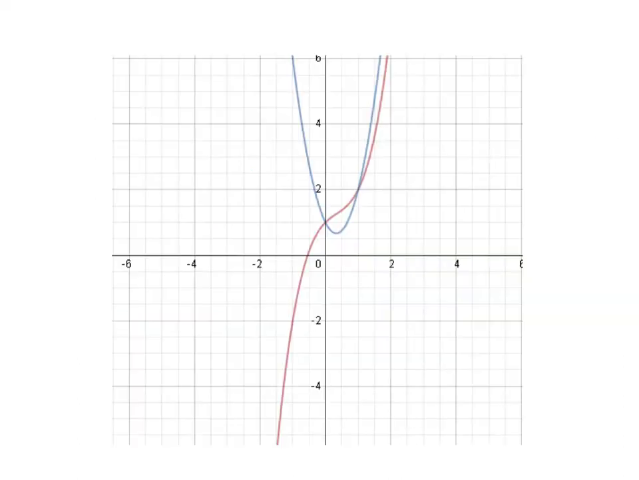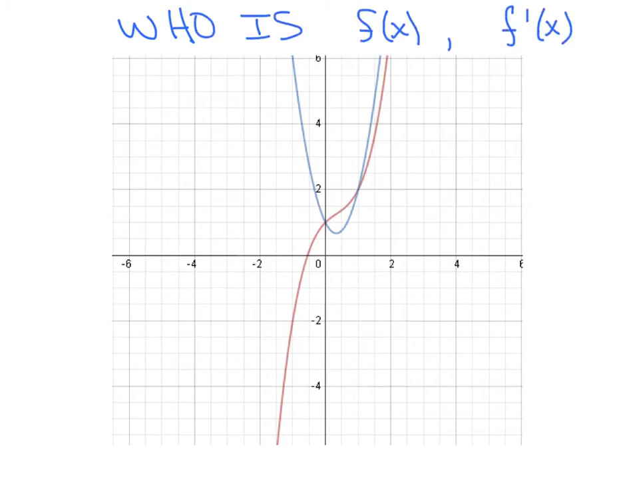Oh, I love it when we get to play the matching game. So we're going to go through a series of slides where they've given us 2 or 3 graphs on the same one, and we're going to try to identify who is f of x and who is f prime of x. Who's who here, all right? So let's just pick one. Let's pretend maybe the blue guy is f.